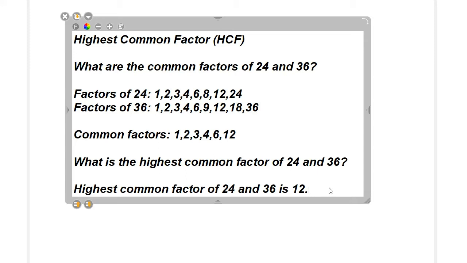Okay, this is one way to find the highest common factor, by listing all the factors, coming up with the common factors, and then choosing the highest one out of the common factors. Next I'll be showing you another way to find the highest common factor for larger numbers, which you might prefer. So okay, let's get started.